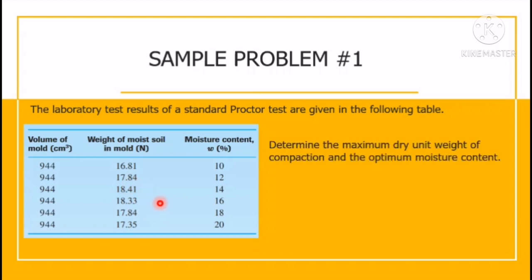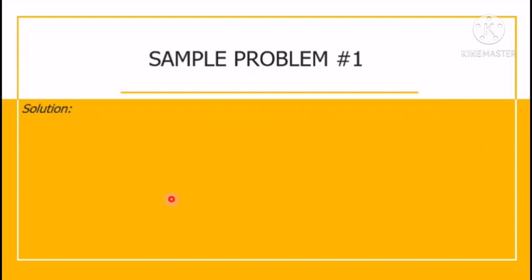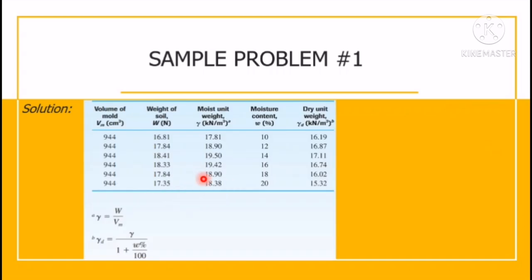So, we have to determine the maximum dry unit weight compaction and the optimum moisture content. So, how are we going to get it? So, in solution, the volume of the mold is given, and that is the 944 cubic centimeter. And then, we have to get the weight of the soil, and then moist unit weight. So, how are we going to get the moist unit weight? We have to divide 16.81 over 944. So, we have to get this one, 17.81. And then, the corresponding moisture content, ito.